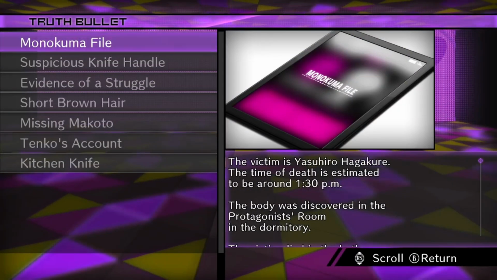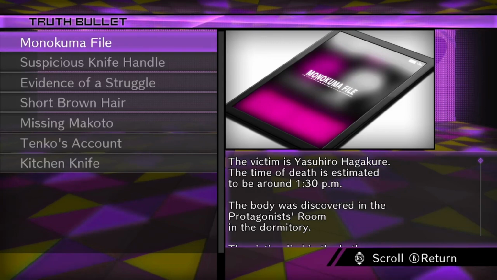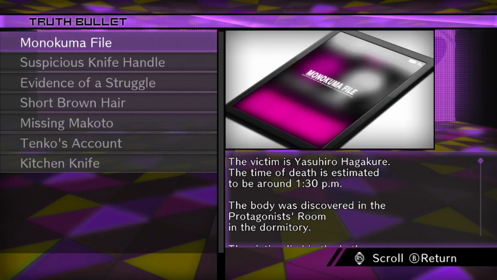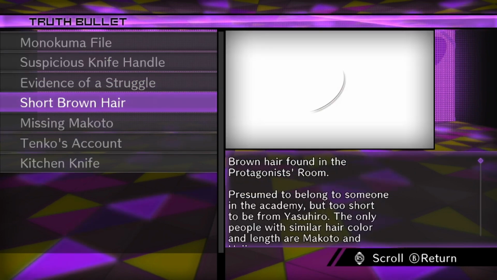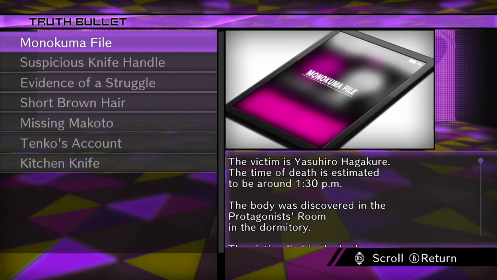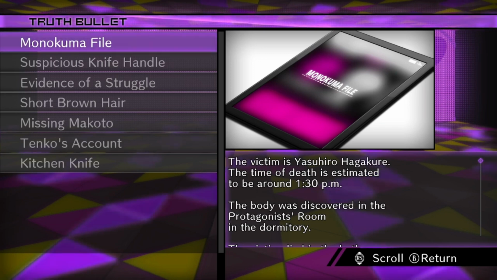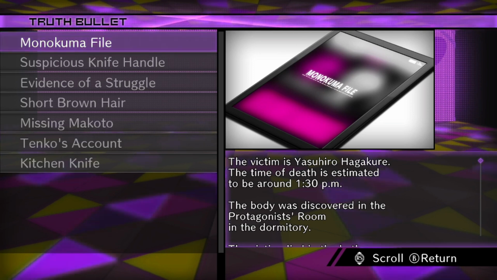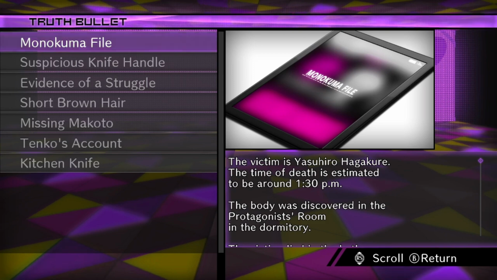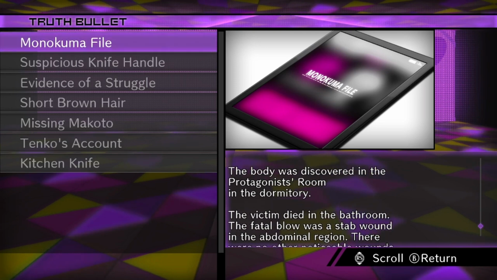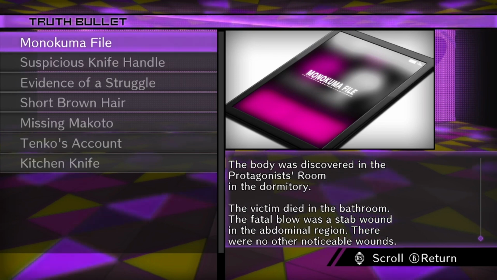There are only 7, which makes it easier, but still, I will read them to you. How do I scroll? It says to scroll. Oh, like that. Okay, got it. It's right click and then you just move the mouse up and down. Okay. Monokuma file. So, the victim is Yasuhiro Kagakure, assuming they did that to avoid spoilers. Time of death is estimated to be around 1:30 p.m. The body was discovered in the protagonist's room in the dormitory. The victim died in the bathroom. The fatal blow was a stab wound in the abdominal region. There were no other noticeable wounds.